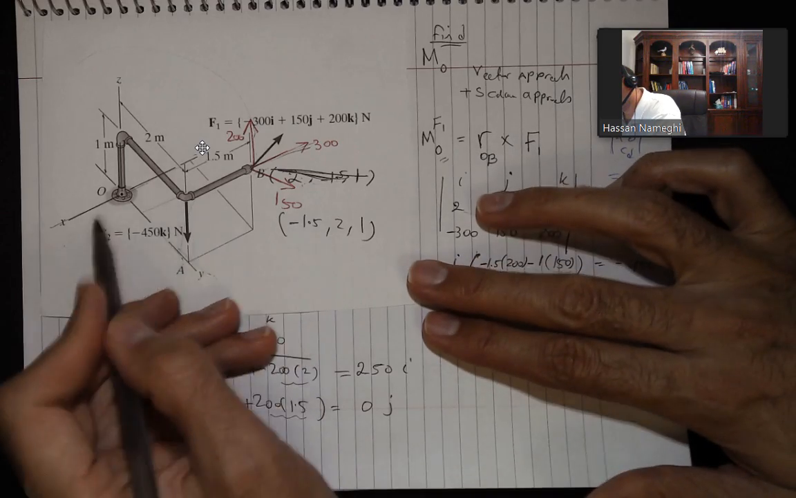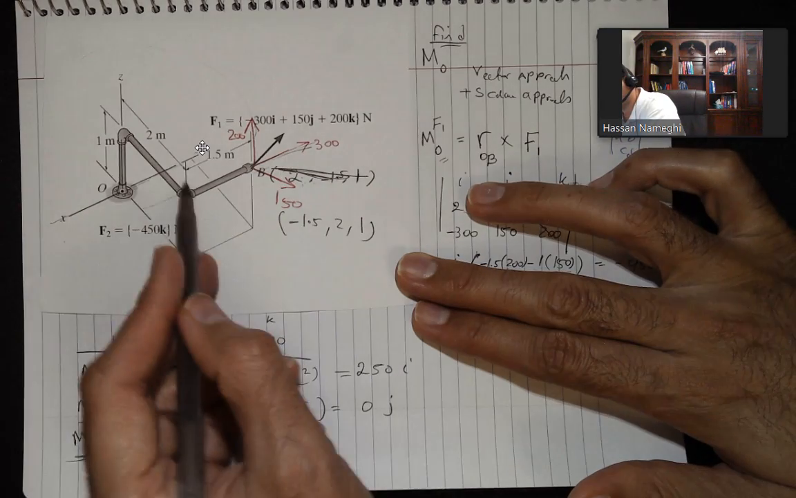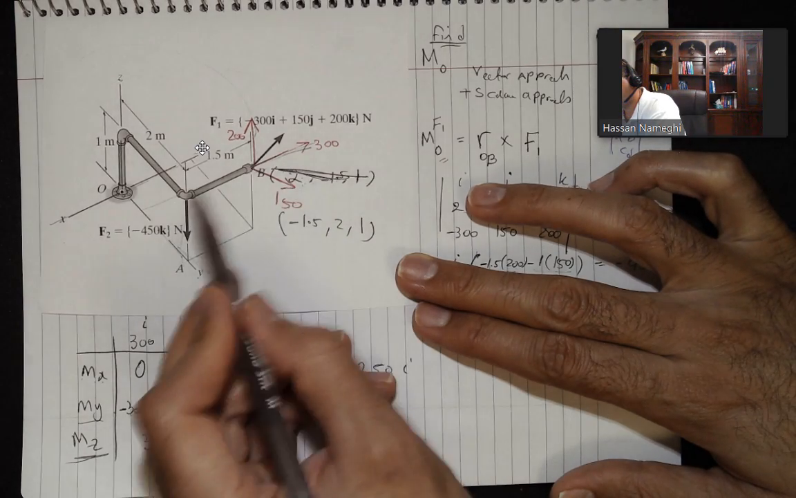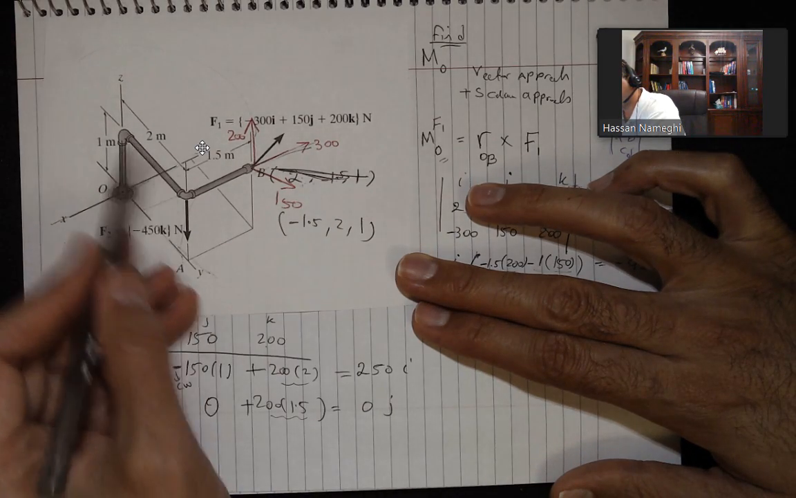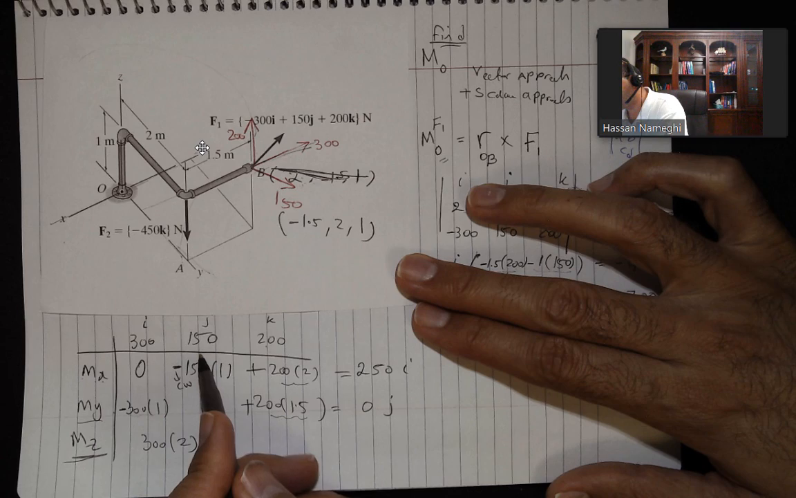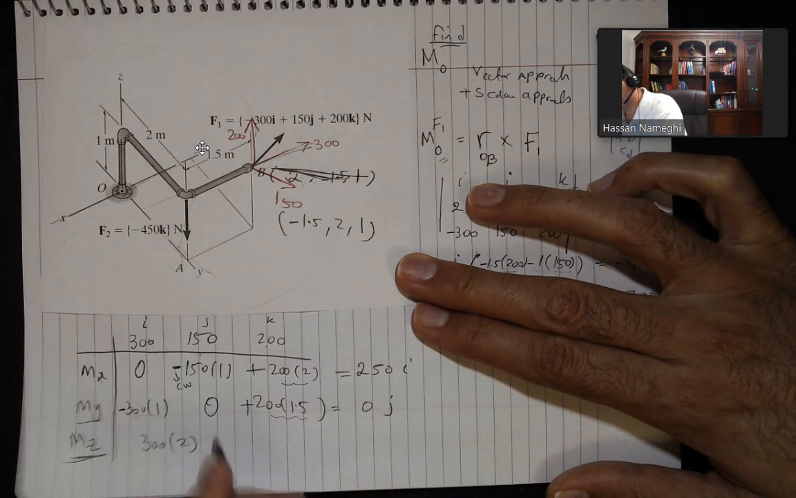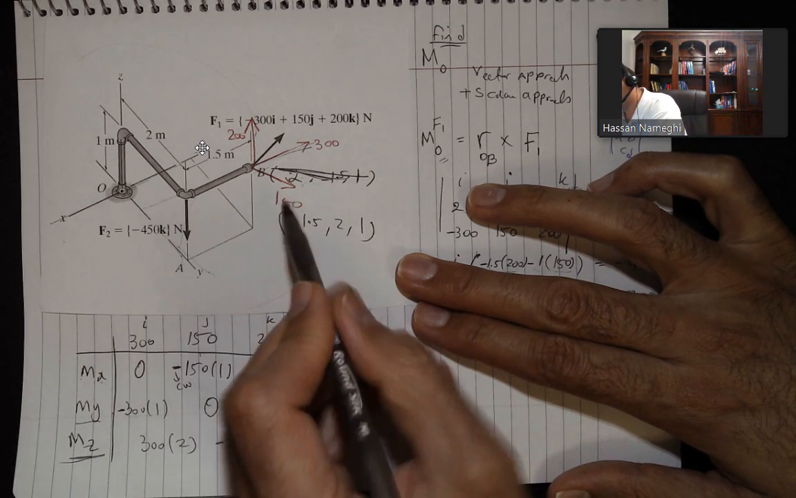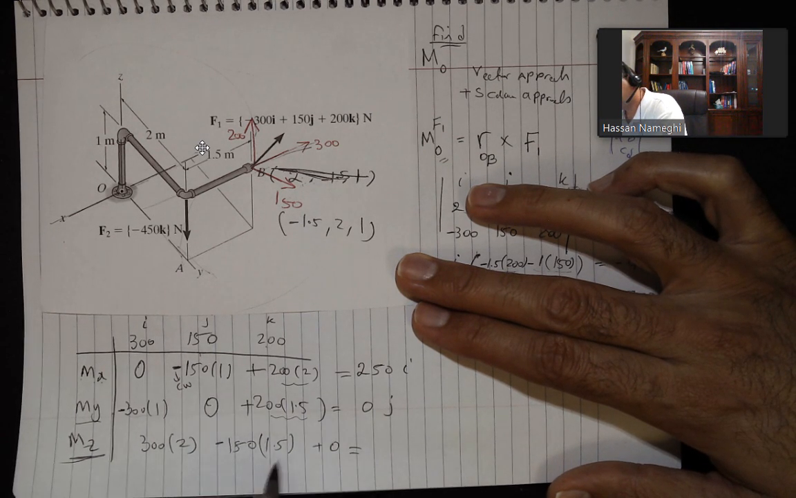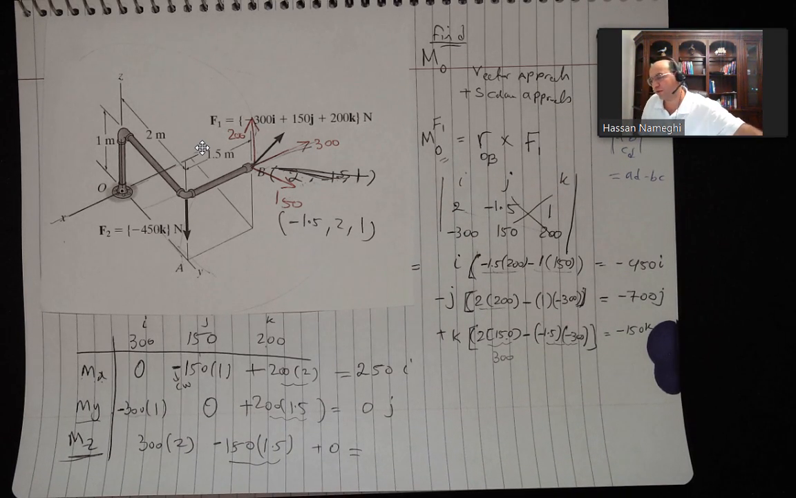moment about z axis, we go with the 300. 300 is going to go counterclockwise. The distance is 2. Like you see, the force is on the x. Distance will be on the y. And then I can repeat it for the rest of them. So for the 150 down here about z, that's going to go clockwise about z. Minus 150. The distance for this is 1.5. And the last one is 0.